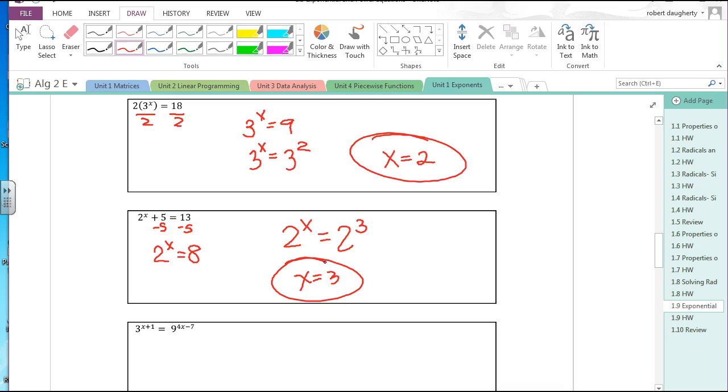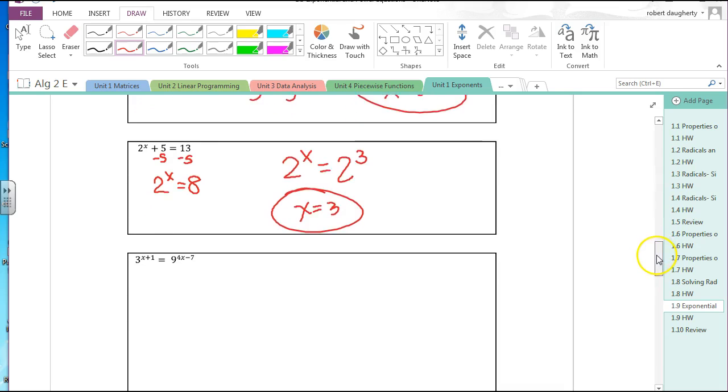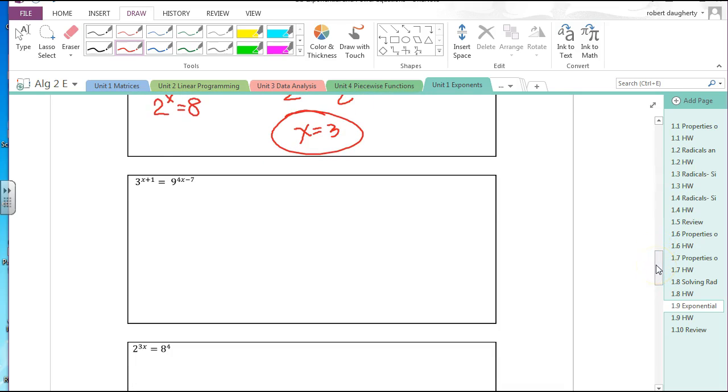Okay. Those are too easy. Those were the warm up. We need to get a little bit more. 3 to the x plus 1 equal 9 to the 4x minus 7. No, you cannot do that. That's called bad math. You can't divide by 3. It's not 3 multiplied, it's 3 to an exponential.